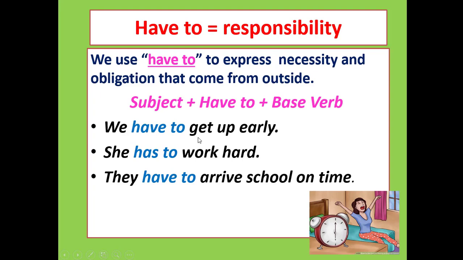When we speak about have to, it's mostly used to talk about obligation that comes from outside, not by myself. Also here, she has to work hard. This obligation comes from outside, from school, from the teacher or head teacher or your parents, and so on. Third example, they have to arrive at school on time. So here you have no choice to come on time or any time. So this is obligation from outside.